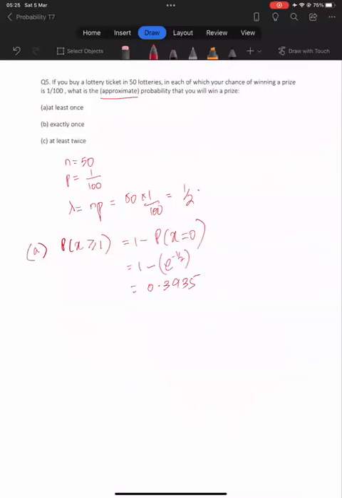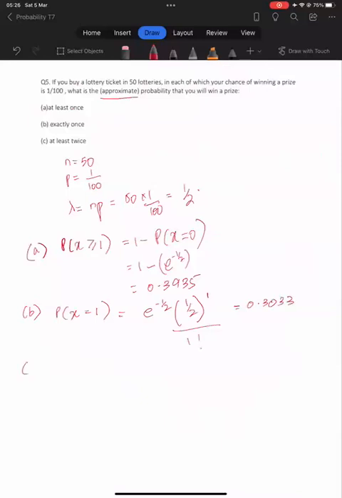And then in B we have to find the probability that we win a prize exactly once. So x is 1, which should be e raised to the power minus lambda, times lambda raised to the power 1 divided by 1 factorial, which should give us 0.3033.